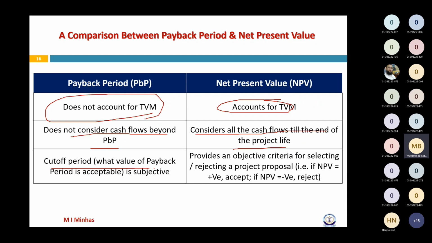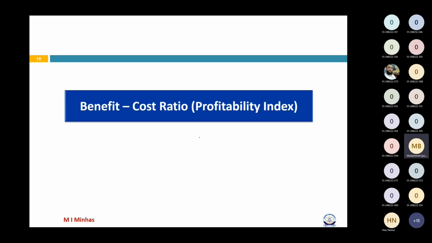Then in case of payback period, the cutoff period is subjective. But in case of NPV, we have a clear-cut objective criterion. That is, if NPV is positive, accept. If NPV is negative, then reject. Is it clear? Yes, sir. Now we are moving on to the third technique. I'll just give a quick overview of it, but we'll attempt its questions maybe later in the next class.